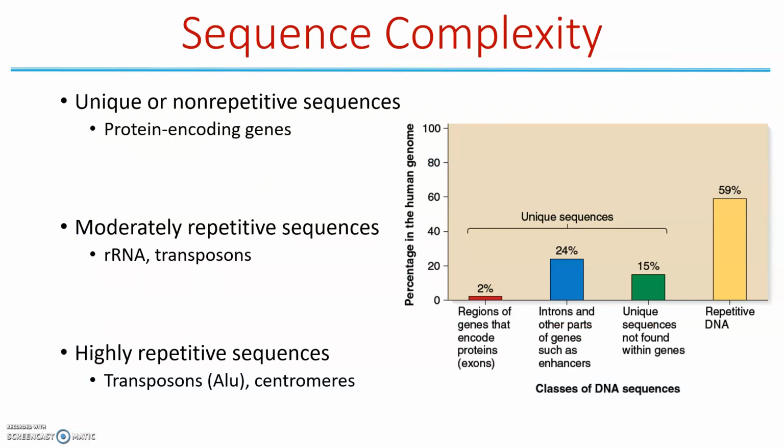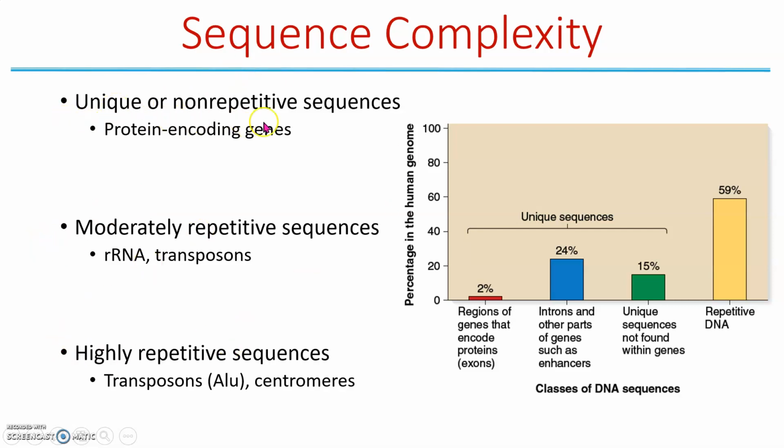So, first we're going to describe what is known as this sequence complexity. And what does that mean? That is just talking about what do we have in what's making up our genome. So we know that we have a lot of repetitive sequences here. So if you look at this graph, okay, about 41% of our sequences are unique or non-repetitive, whereas the majority is repetitive. And that's broken down into moderately and highly repetitive sequence.